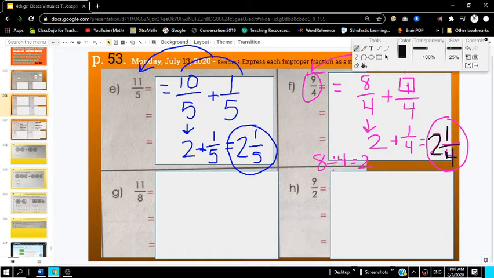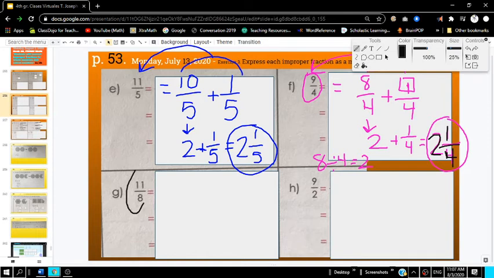All right, let's do letter G. What I'd like you to do is pause the video and do letter G and H on your own, and then unpause the video to check your answers. All right, hopefully you paused the video and you're able to do letters G and H on your own.